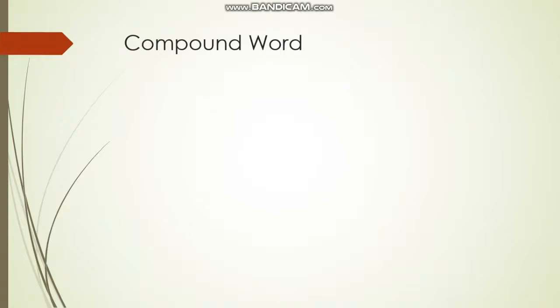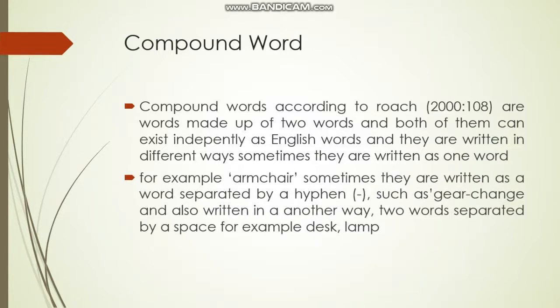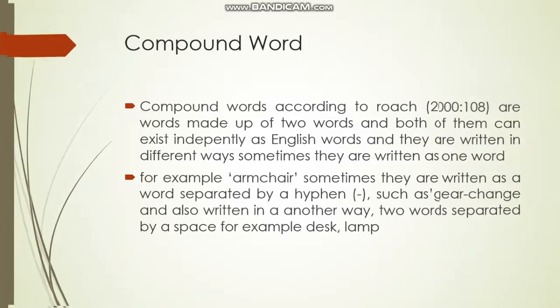And the next is compound word. Compound words, according to Roach, are words made up of two words, and both of them can exist independently as English words, and they are written in different ways. Sometimes they are written as one word, for example, armchair. Sometimes they are written as words separated by a hyphen, such as gear-chain, and also written in another way, two words separated by a space, for example, desk lamp.